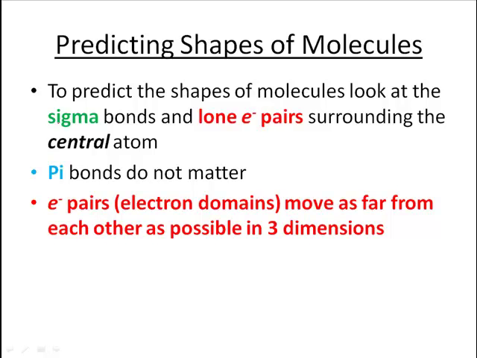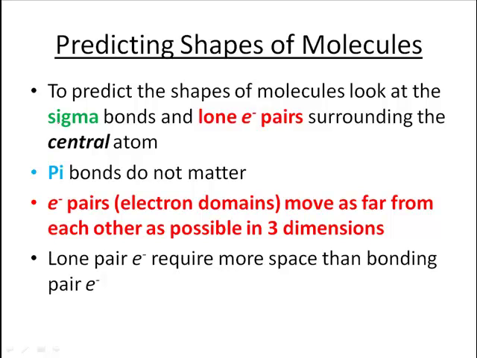So don't forget you've got 3 dimensions to work with. Oftentimes people will be like, oh, wait a minute, one's here, one's there, that's far apart. But they're forgetting about the fact you've got 3 dimensions to work with, and we saw that with our tetrahedral shape. Lone pair electrons actually require slightly more space than bonding pair electrons. Okay? And so it changes the angle just a little bit from that 109.5 degrees.